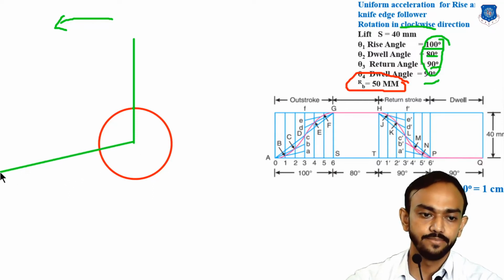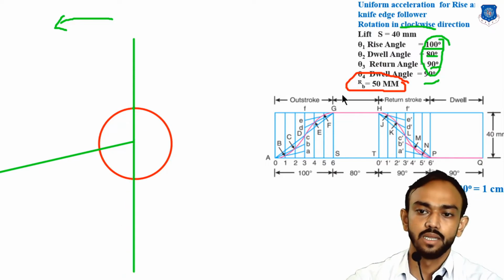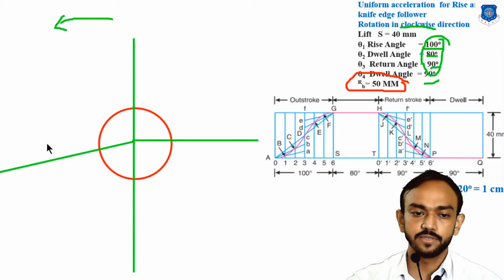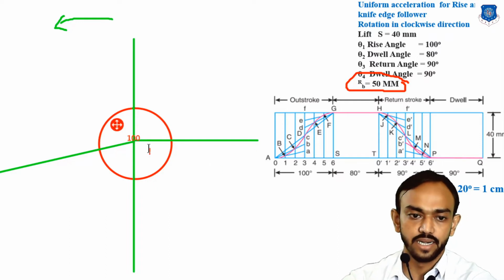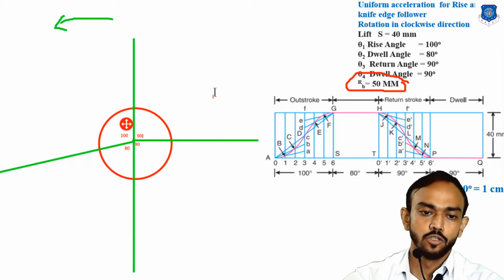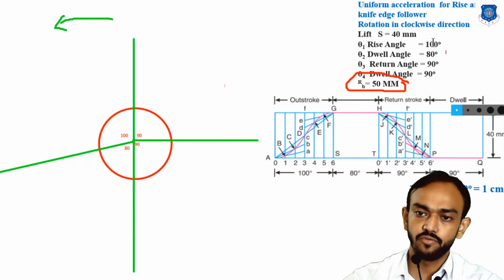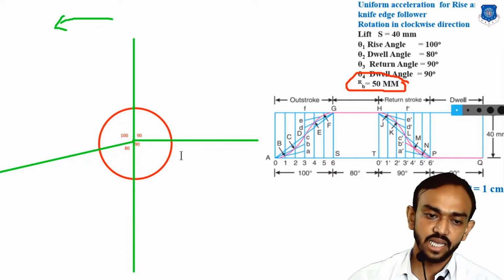Okay, so first is 100, second is 80, after that 90 and 90. So these 4 parts of the circle I have made based on these 4 data. Okay, so this angle here is 100, the last angle is 90. So that's how all these 4 angles are made. In this case we have to make the base circle and divide the base circle into 4 parts as per the given data.